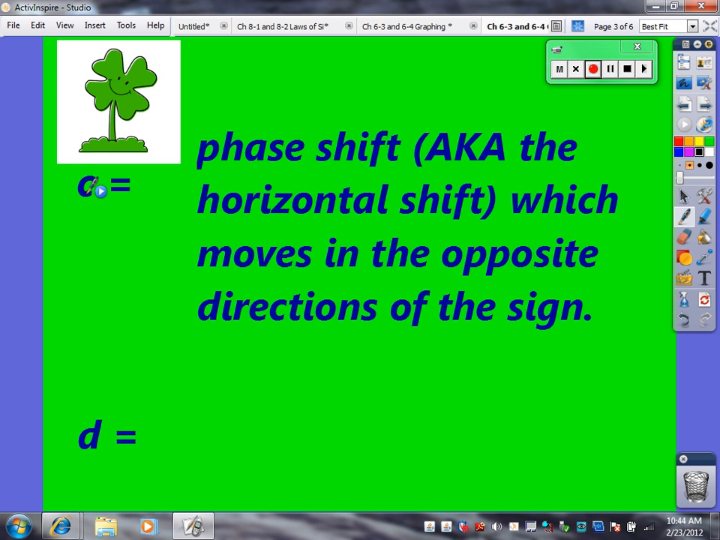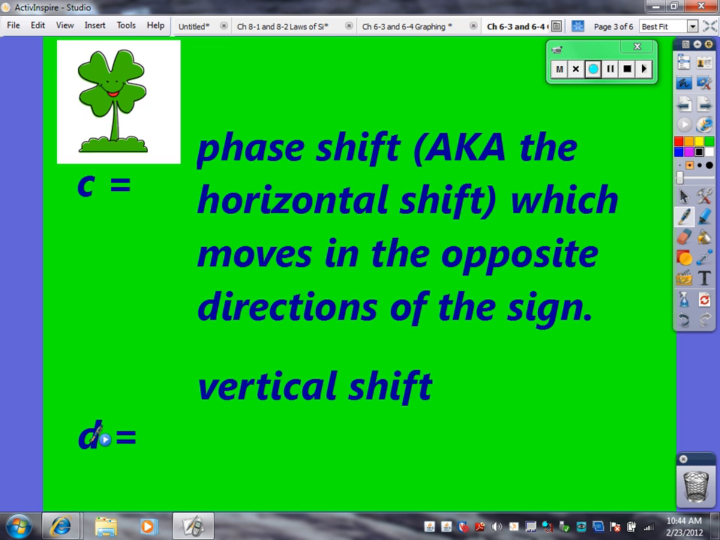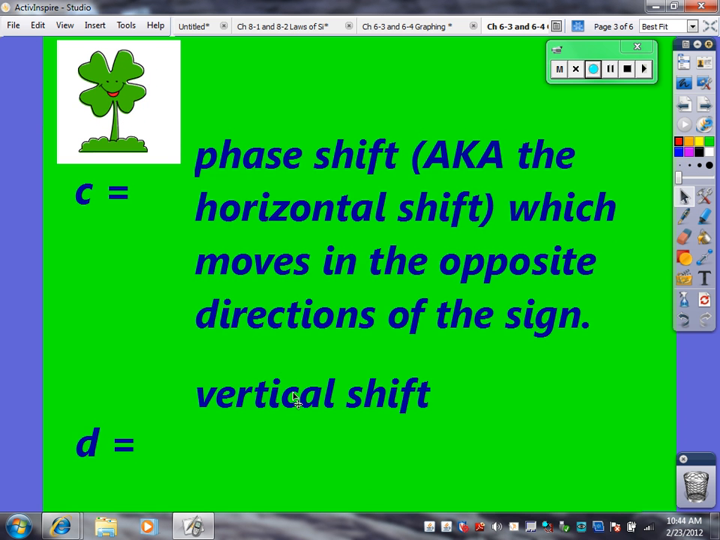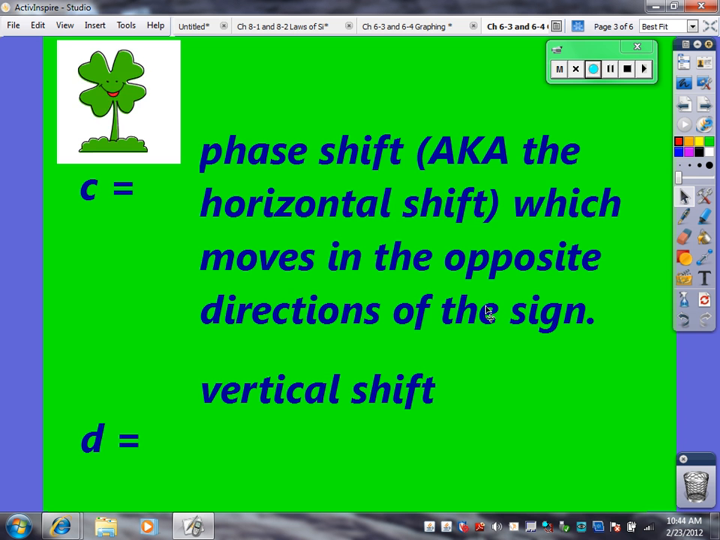Alright, C is the phase shift, also known as the horizontal shift, which we use that terminology much more often. This moves left and right and opposite of the sine. Last one, D, is the vertical shift. So vertical shift here, right? Oh, it doesn't let me move it around. That's an easy one. So let's graph some.